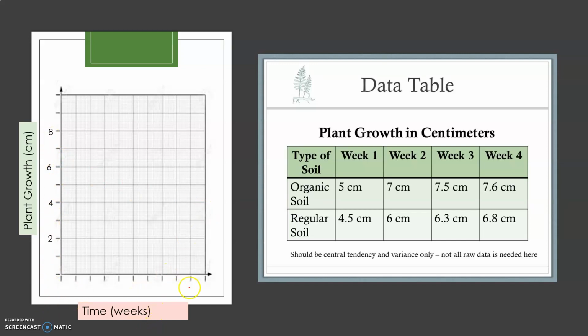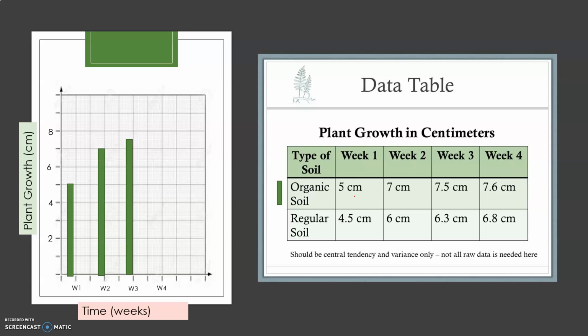For the independent variable, we have ample space since we only have weeks 1, 2, 3, and 4, so we can space out and have weeks 1, 2, 3, and 4 plotted like this. The first plot that we will be making is with the organic soil. So for week 1, the plant that grew in organic soil was 5 centimeters. Week 2 was 7 centimeters, week 3 was 7.5, week 4 was 7.6.